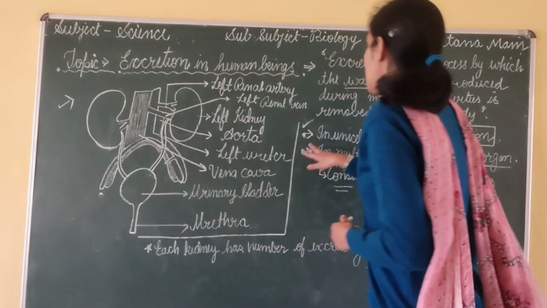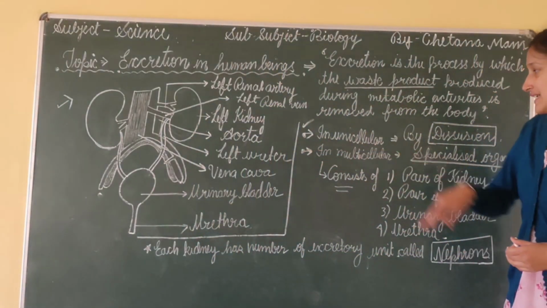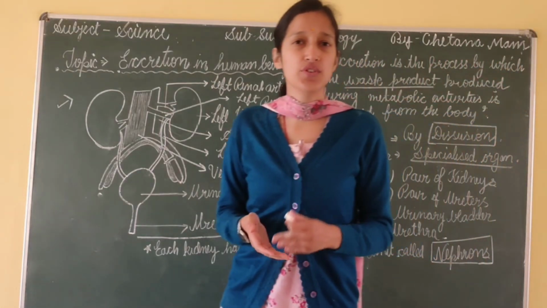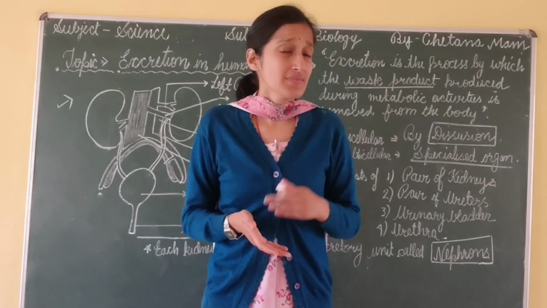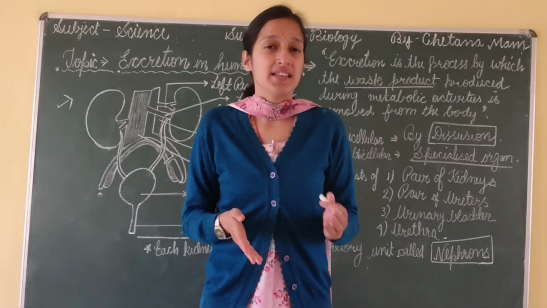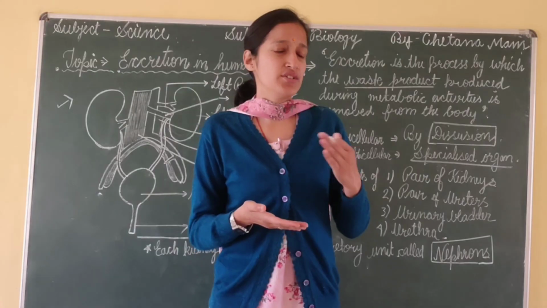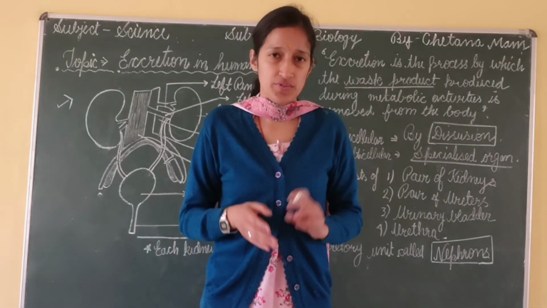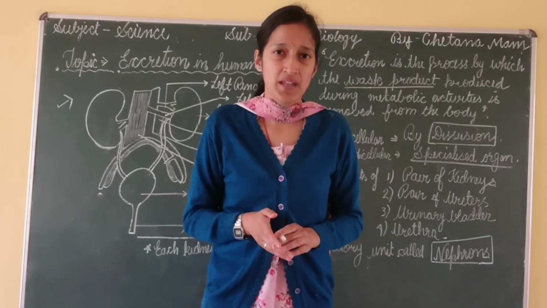So in unicellular organisms, excretion is by the process of diffusion. By the process of diffusion, amoeba excrete. In a sense, they do not have a specialized organ. They only, from high concentration to low concentration, the waste product from their body is removed, in a very simple way.